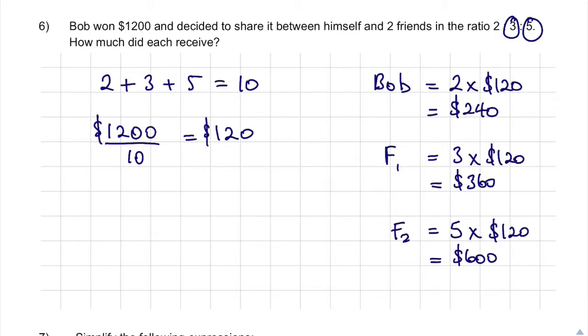Now what I could do, I could take each of these, so that one, and that one, add them together, and I should get back to 1200, which I do. So the final part of this question is to write out a sentence to say what Bob and each of his friends receive. I'm not going to bother with that. You can do that on your own.